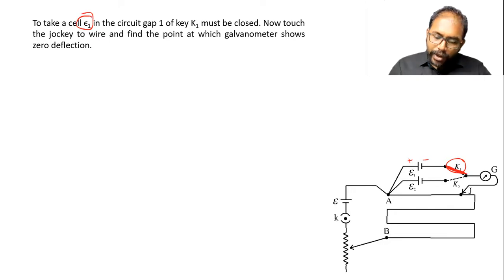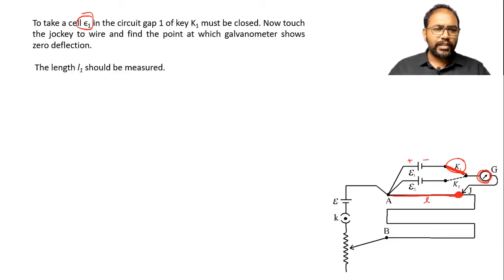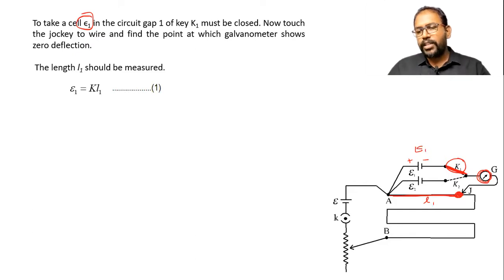And then we have to find the point on the wire such that the galvanometer shows zero deflection. When we get such a point, we have to measure the length from A to that point. Let me name that length L; you can name it L1, L2. So let me name it L1. When we connect cell E1, that time the length is L1, and the galvanometer shows zero deflection.